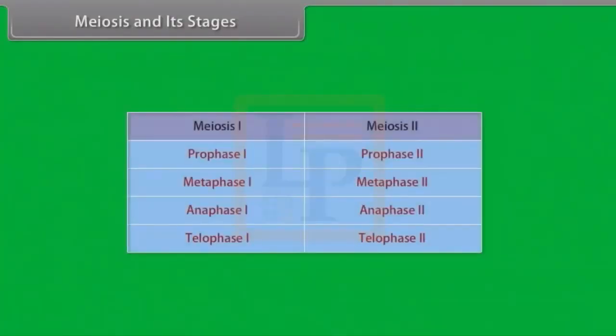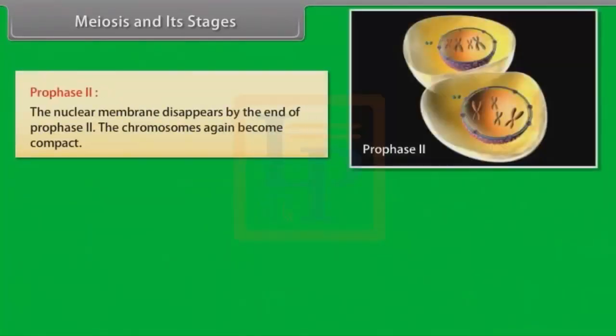Meiosis II is initiated immediately after cytokinesis, usually before the chromosomes have fully elongated. In contrast to meiosis I, meiosis II resembles a normal mitosis. The nuclear membrane disappears by the end of prophase II. The chromosomes again become compact.